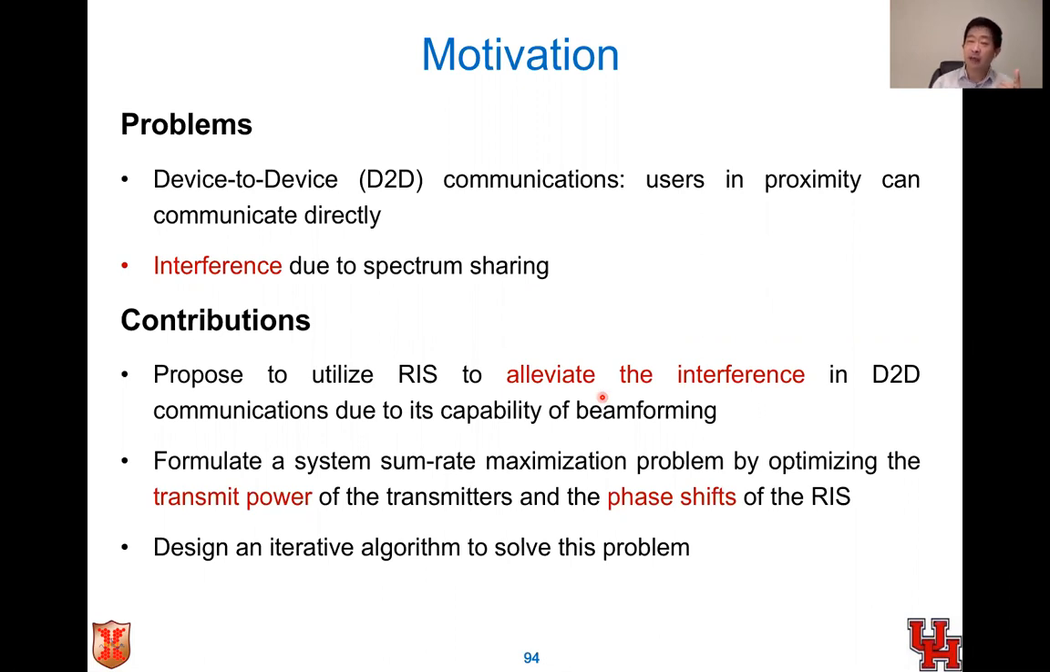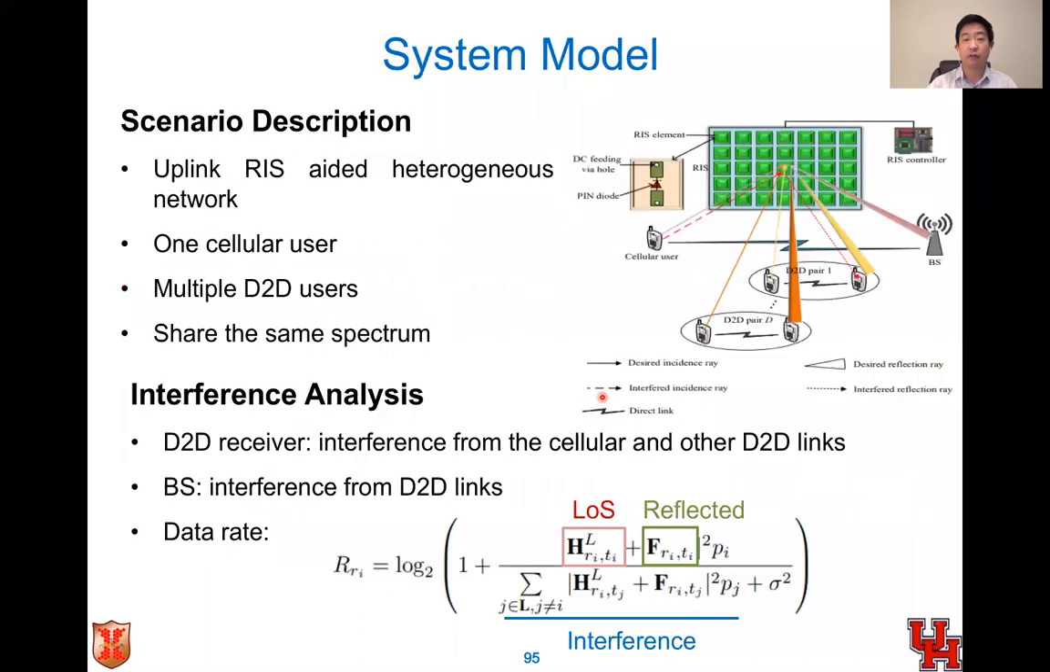But we need to be careful about the interference. So here, what do we do? We propose to utilize RIS to alleviate the interference in D2D communication due to its capacity of beamforming. We formulate a system sum rate maximization problem by optimizing the transmission power and the phase shift of RIS. We design an iterative algorithm to solve it.